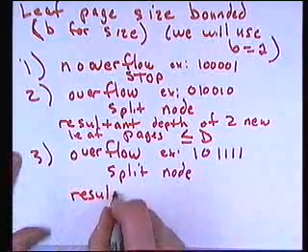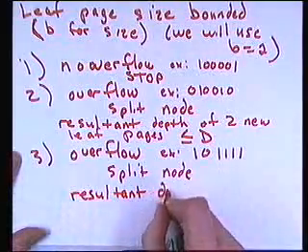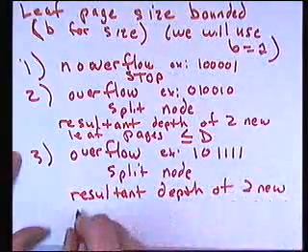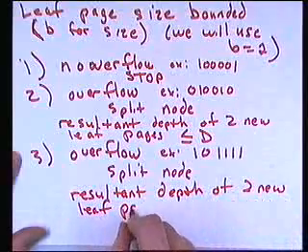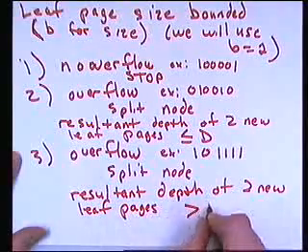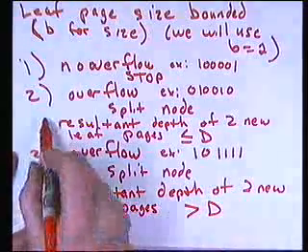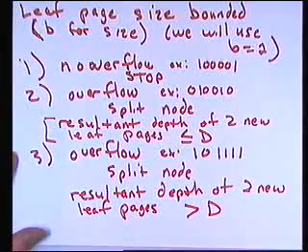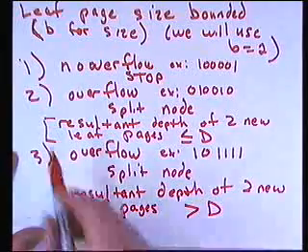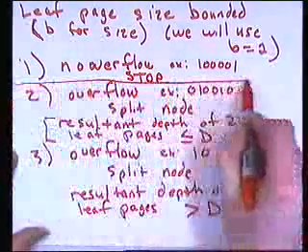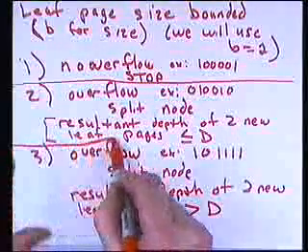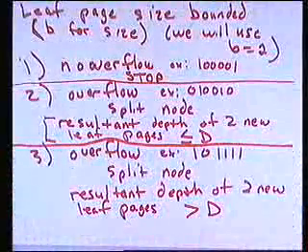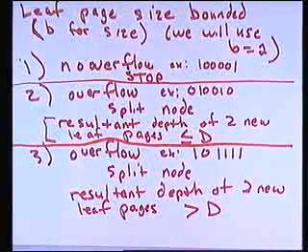Here, the resultant depth of the 2 new leaf pages will be greater than D. We do the same thing at first for both of them: we insert some key, and we therefore split. Let me draw lines through here to make that a little easier to read. So we started out the 2 overflow cases the same way.